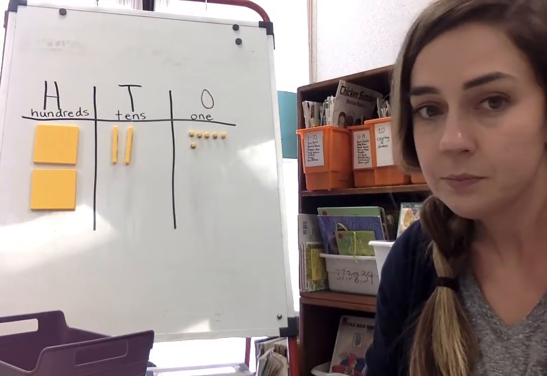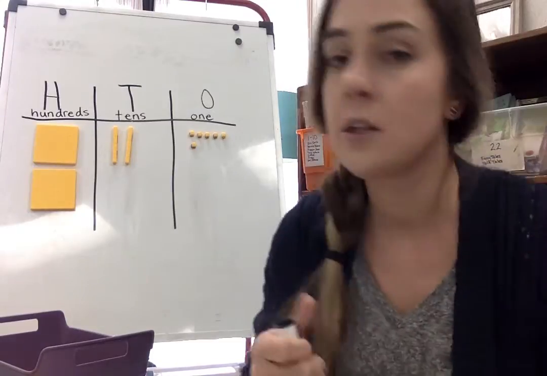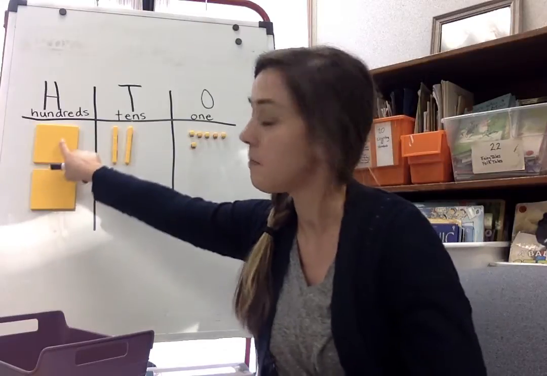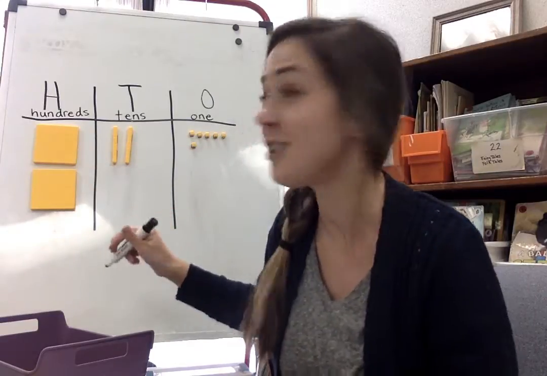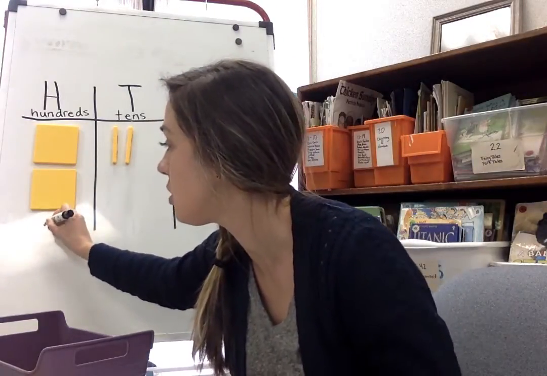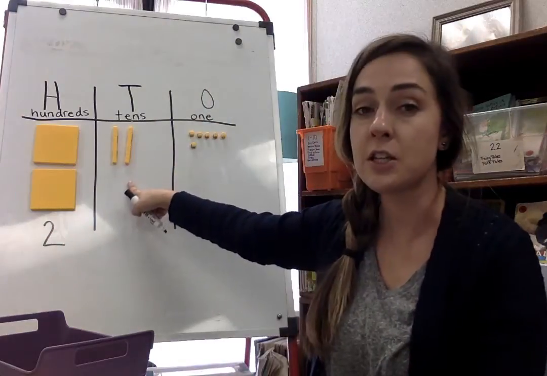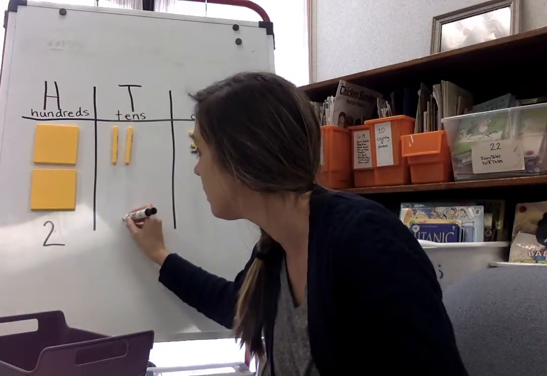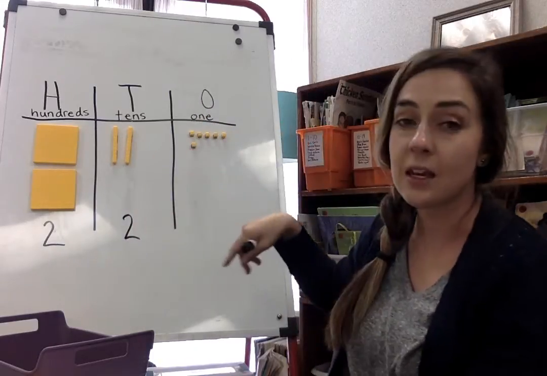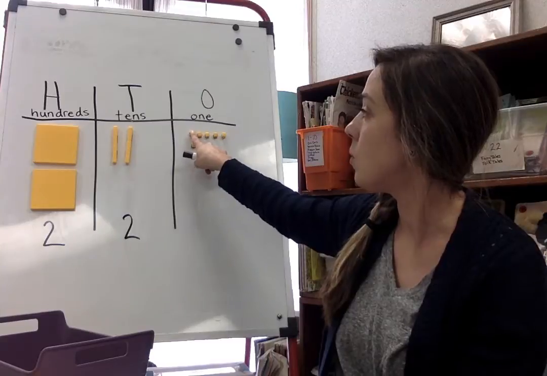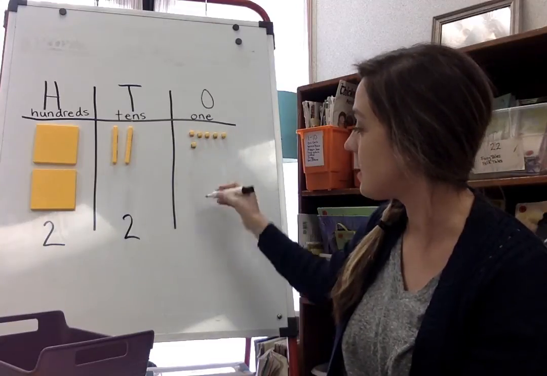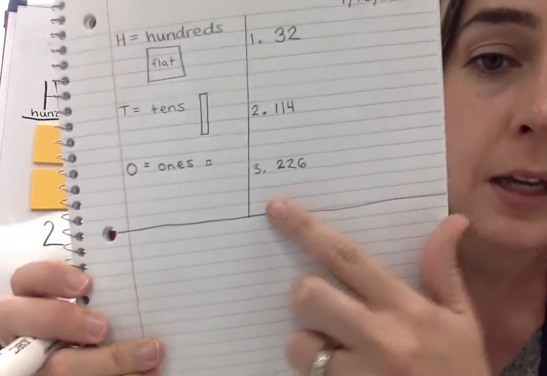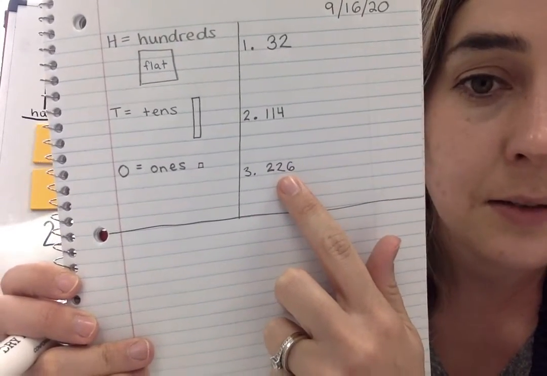All right. So tell me, how many groups of hundreds do you have? You say 2? For sure you do. So I'm going to write the 2. How many groups of 10 do you have? 2. And then we count our ones. 1, 2, 3, 4, 5, 6. So the number that you should have written next to the 3 in your journal is 226.